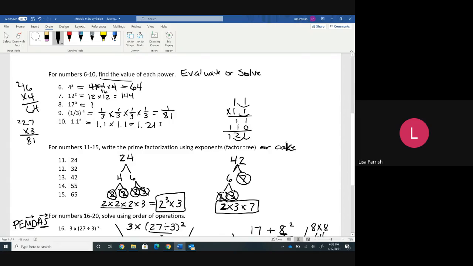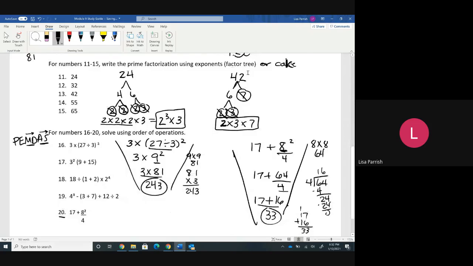When you do your prime factorization, remember factor tree or cake method. Break the number down until you have nothing but prime numbers. Circle the prime numbers. And then write out your prime factorization and then simplify it with exponents if you can.